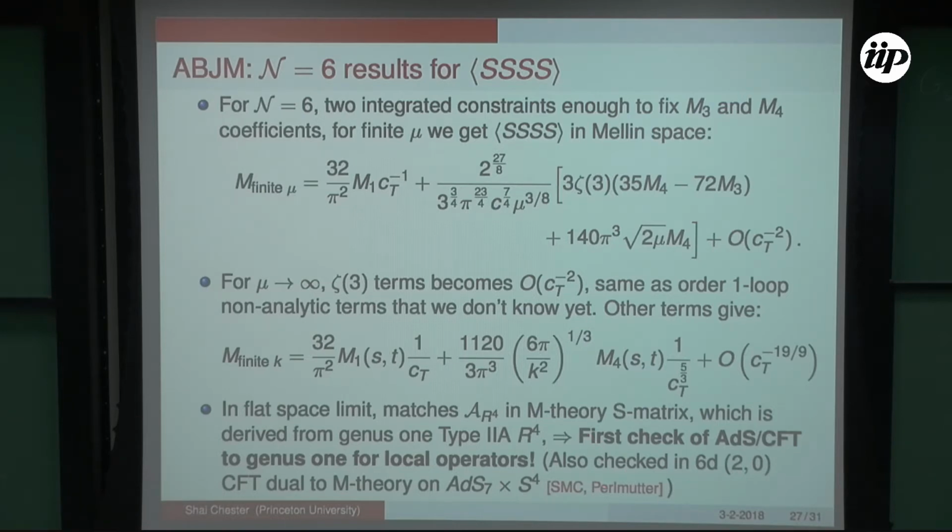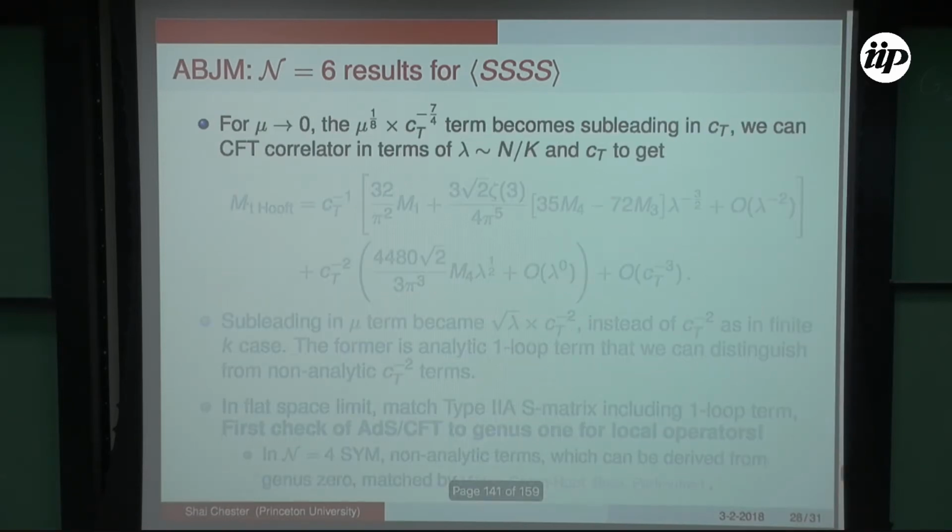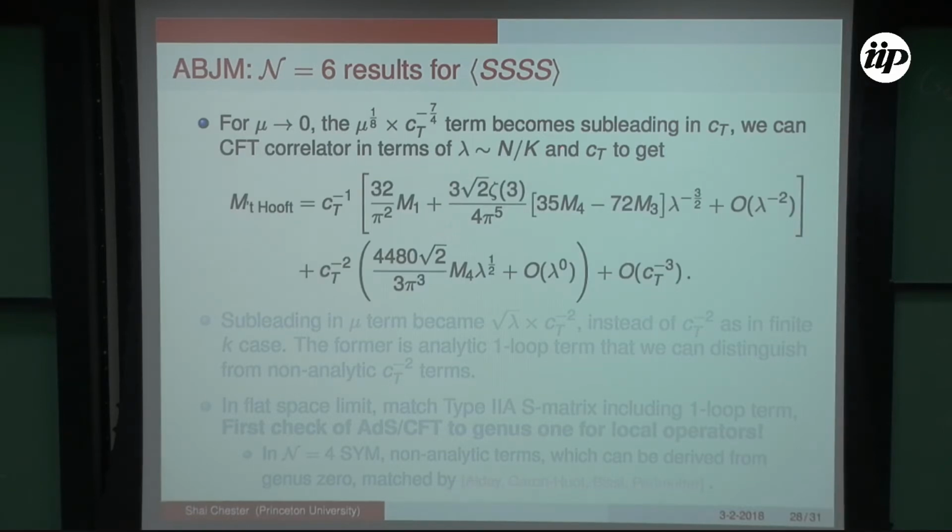Okay, so far we've discussed finite mu and finite k. Now let's look at the other limit. Mu goes to 0, which gives you the 't Hooft coupling limit related to string theory. Remember there are two terms, a zeta of 3 term and another term. The term that isn't zeta of 3 had this scaling, which becomes subleading in CT. But let's keep it, and not throw it out like in the finite k case. So here's the answer we get.